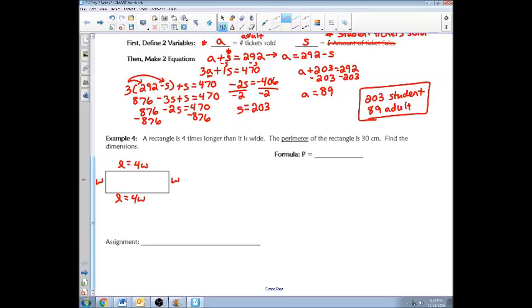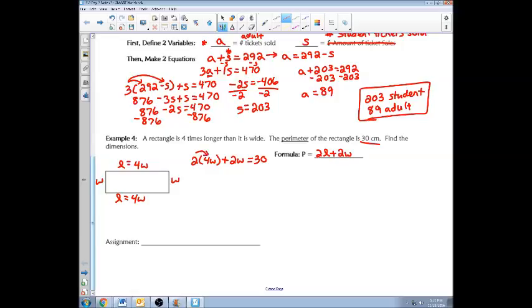Remember what my formula for perimeter was? It was 2 times the length plus 2 times the width. If I'm using 2 times the length plus 2 times the width, and I know that L already equals 4W, then I can just take 2 times 4W, plug it in for L, plus 2W would equal my perimeter, which in this case is 30 centimeters.